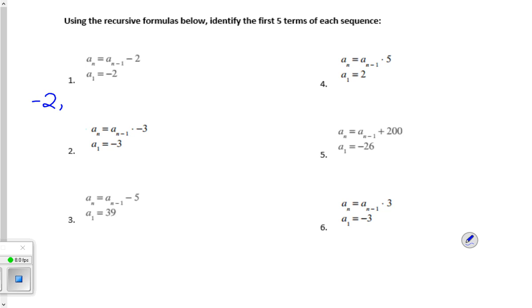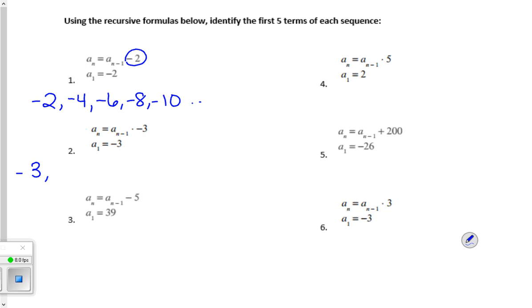Well, if I want anything after that, I just go back to my rule, which says I'm just going to subtract 2 every time. So my next numbers would be negative 4, negative 6, negative 8, negative 10. I just subtracted 2 as I went down the row. Okay, et cetera. Just asked me to give the first 5. So the next one, same thing. It says a sub 1 is negative 3. Okay, so that's my starting point.